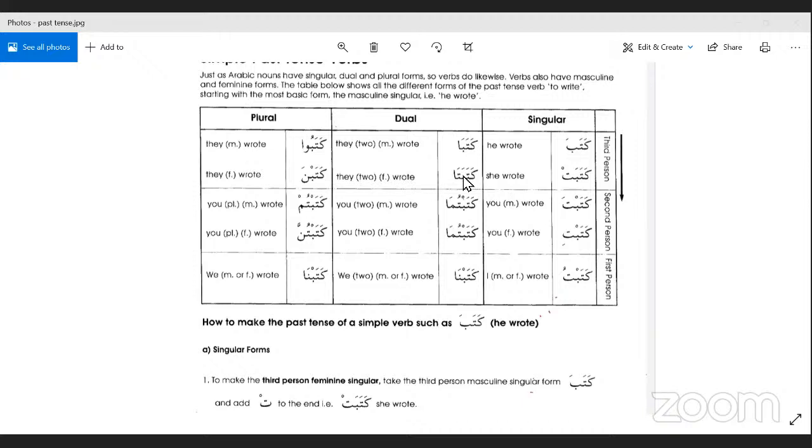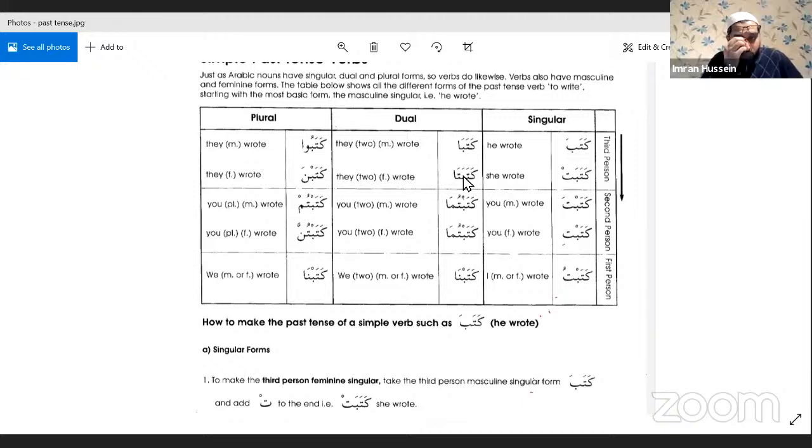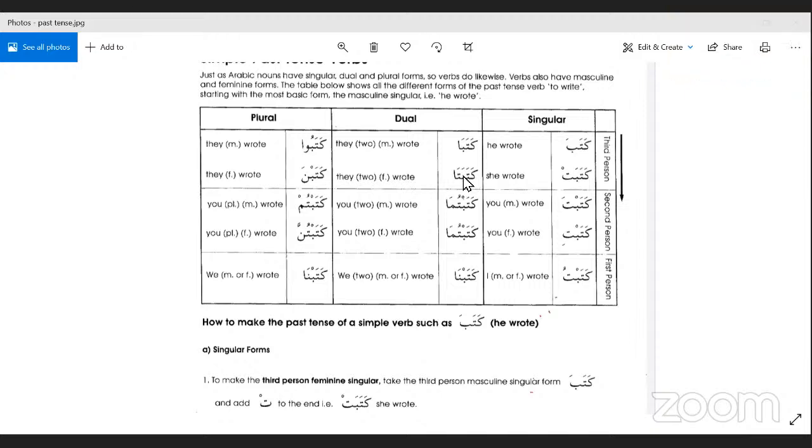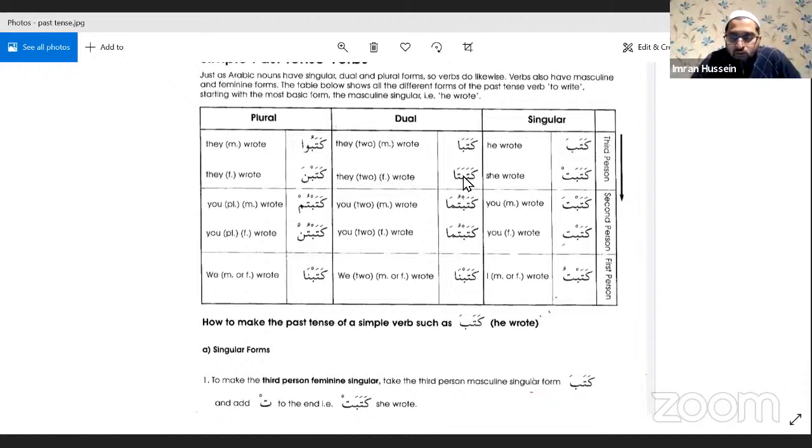Excellent. Katabta, you male wrote. Katabtuma, you two male wrote. Katabtum, you more than two male wrote. Katabti, you female wrote. Katabtuma, you two female wrote. Katabtunna, you more than two female wrote. Katabtu, I male or female wrote. Excellent. Katabna, we, two or more than two, male or female wrote. That's brilliant. Excellent. Can you choose the next student to come on the mic now, please?